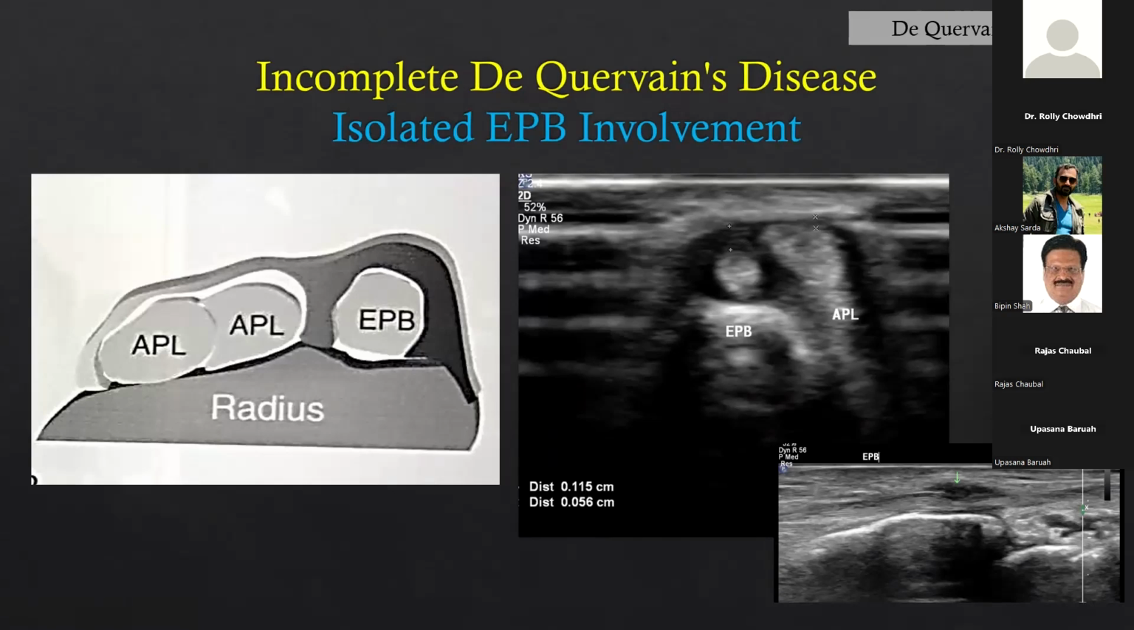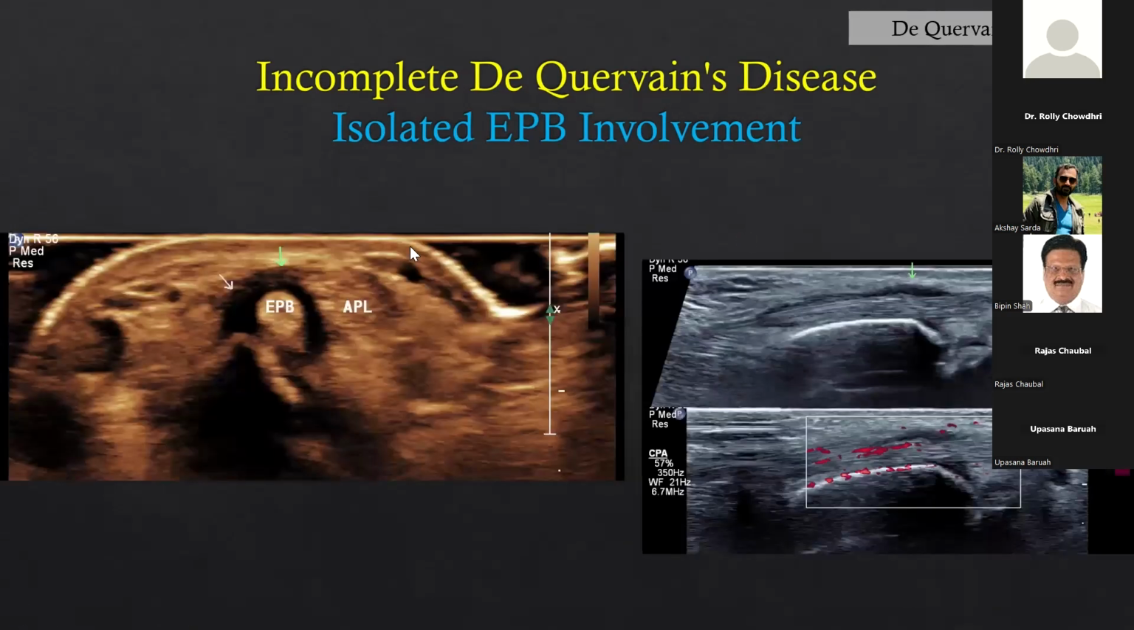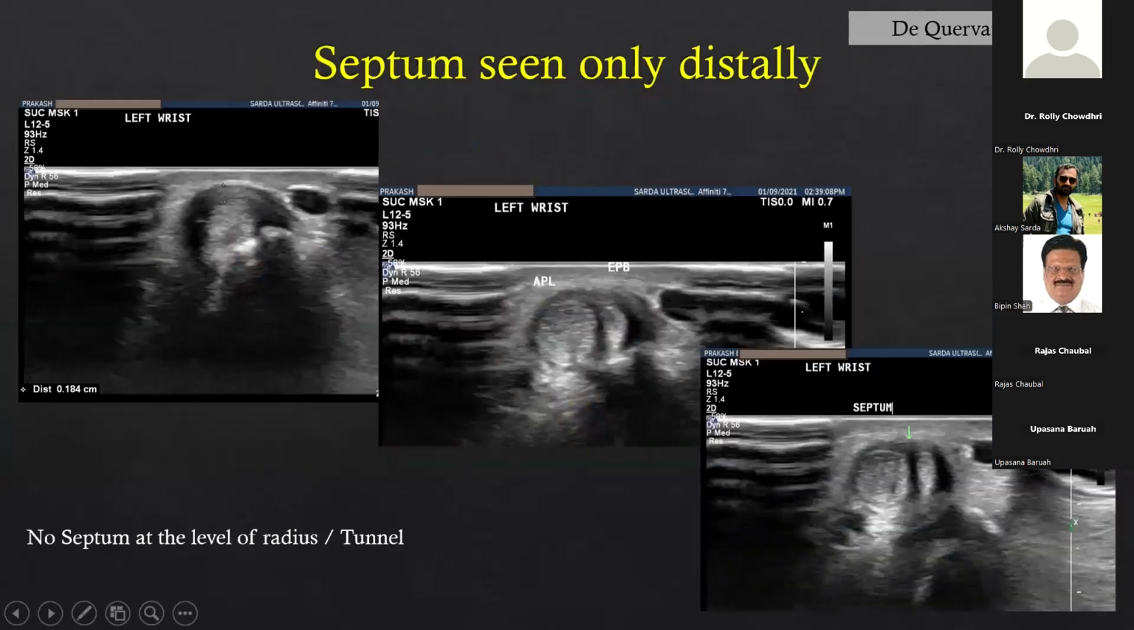And this is not uncommon. This is in fact very commonly seen. So it is only one tendon that is involved and APL is spared. Again, here is one more case where you have a normal abductor pollicis longus. There is no thickening seen along this tendon, and there is significant thickening seen along the brevis tendon.